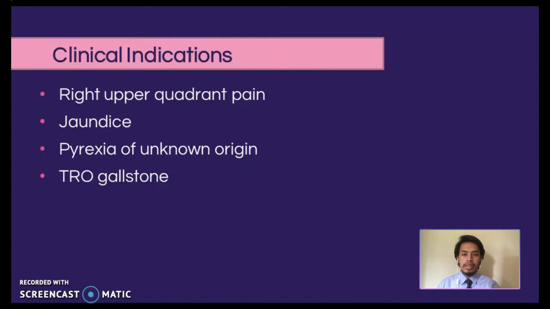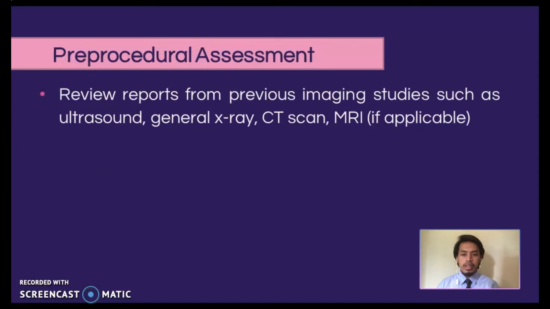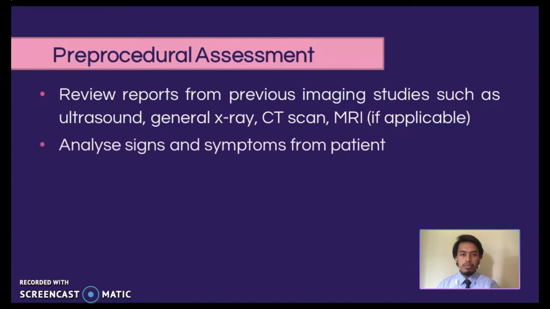In pre-procedure assessment, a review of prior examinations and relevant documents should be performed by the sonographer before any contact with the patient. Gathering a complete clinical history includes a review of reports from previous imaging studies such as ultrasound, general X-ray, CT scan, and MRI, which would probably help in the image acquisition process and the diagnosis. Furthermore, sonographers must be capable of analyzing the clinical complaints, which are the signs and symptoms from the patient. The patient-sonographer interaction is exceedingly important in this case.